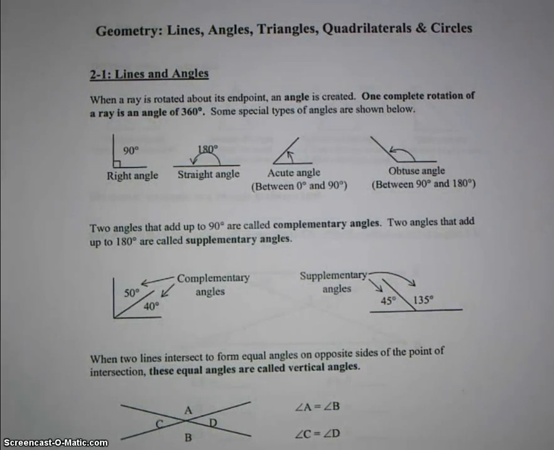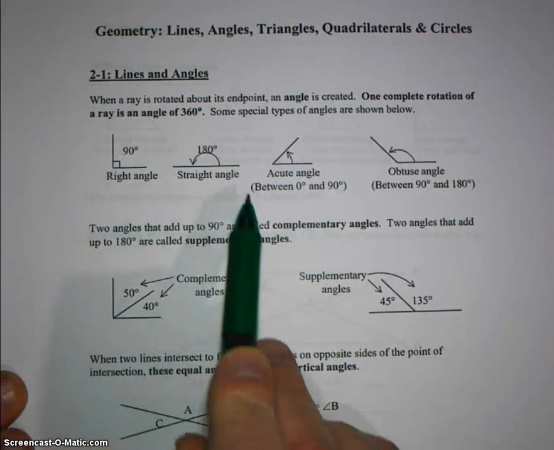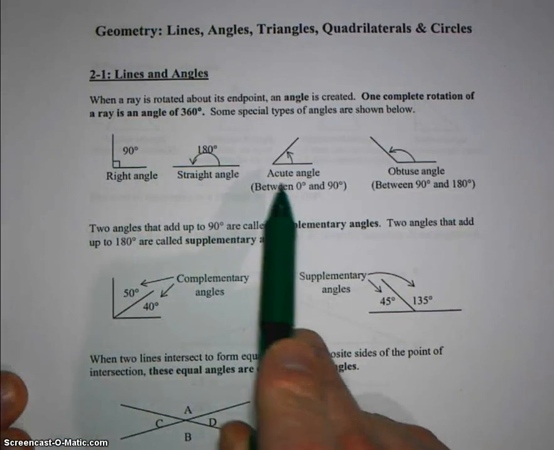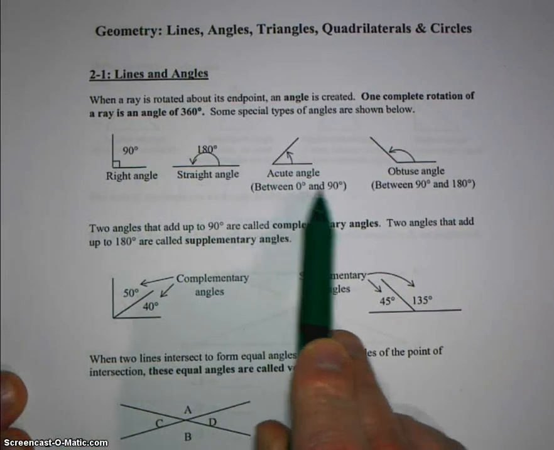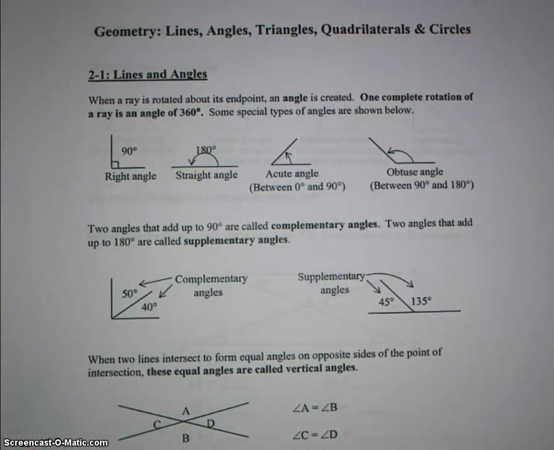And then there are some famous angle names. There's a right angle, that's a 90-degree angle. Straight angle, 180 degrees. Acute is between 0 and 90, and obtuse is between 90 and 180. So you'll hear me use those words occasionally.